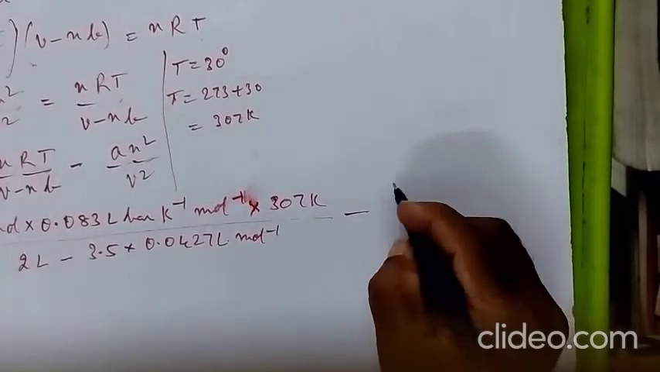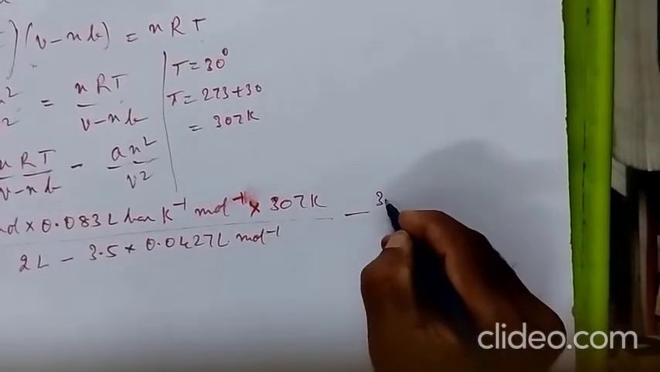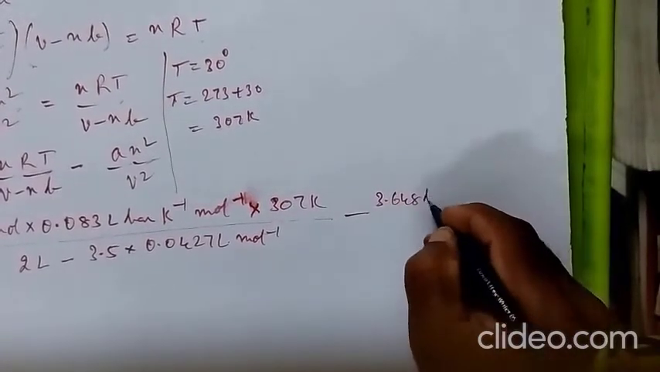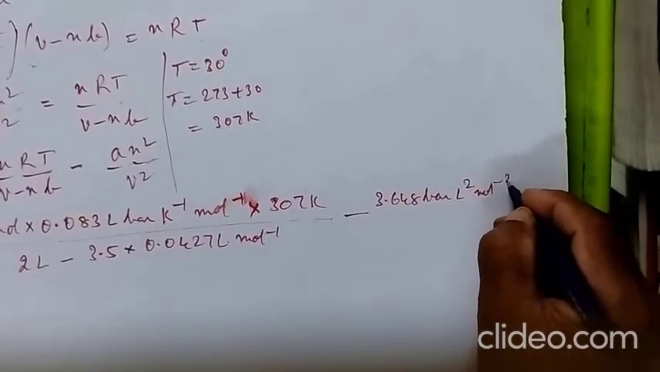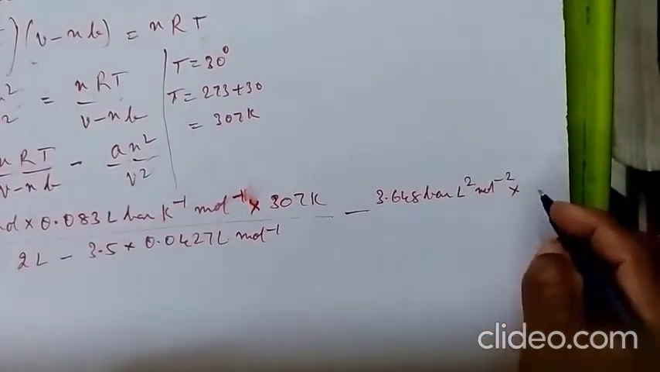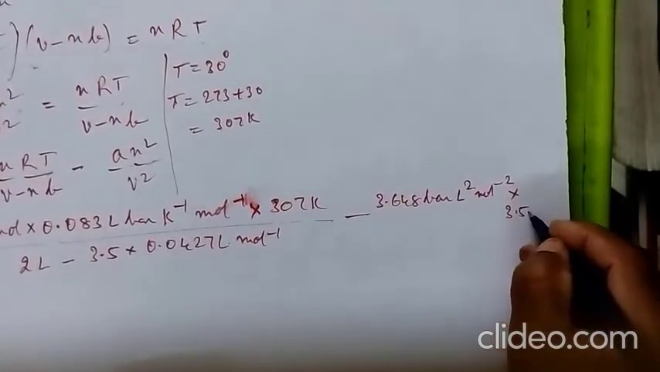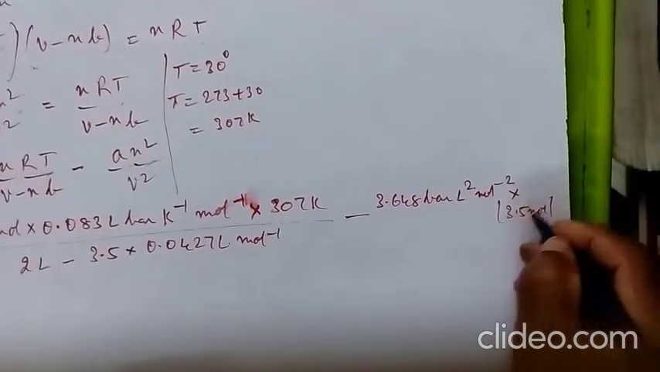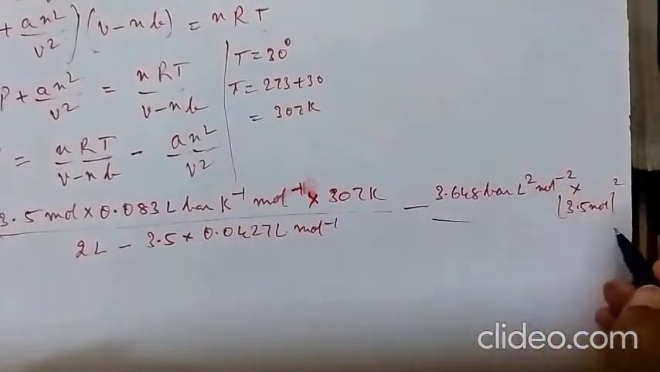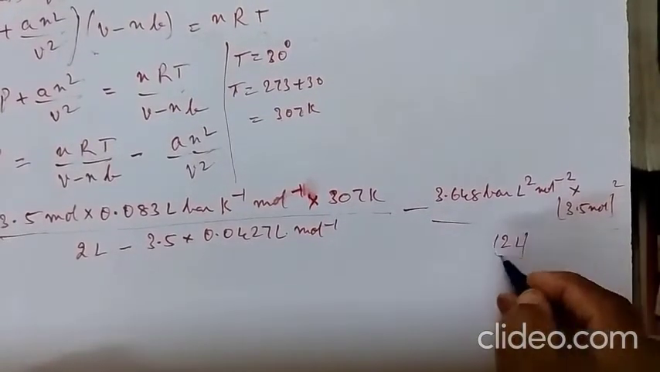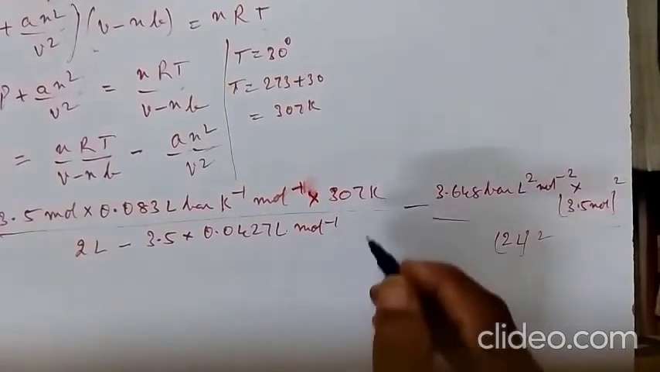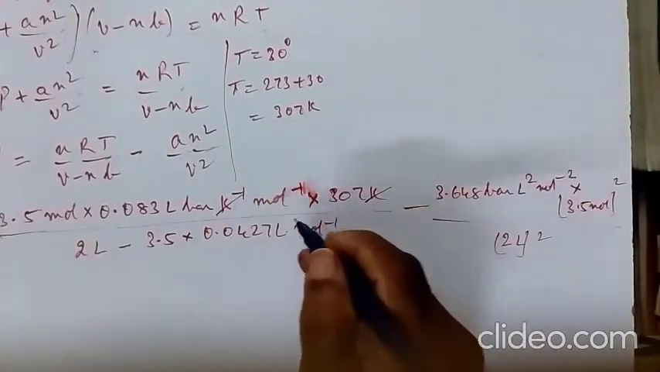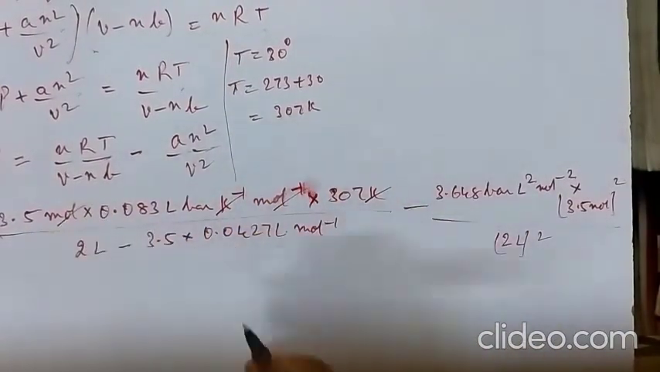a is how much? 3.648 bar liter square mole minus 2 into n square. n square is 3.5 mole whole square by V square, 2 liter, this is also whole square. Now let us cancel the units first. K minus 1 gets cancelled, mole minus 1 mole gets cancelled.